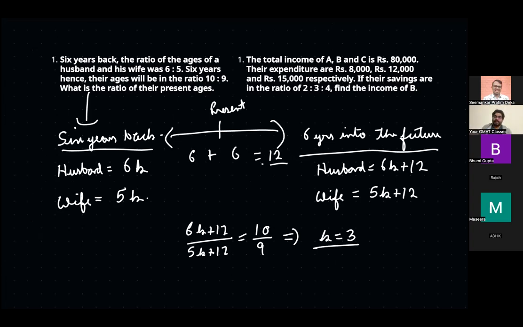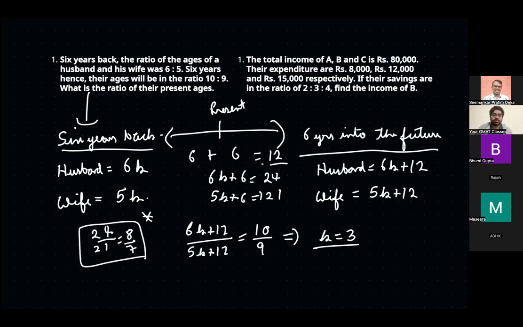And I want present ages. So present age would be 6K + 6 and 5K + 6, which will be 24 and 21. So 24 and 21 is 8 by 7. Can I get a raise of hand from everyone who understood this, class? Is this clear to everyone?